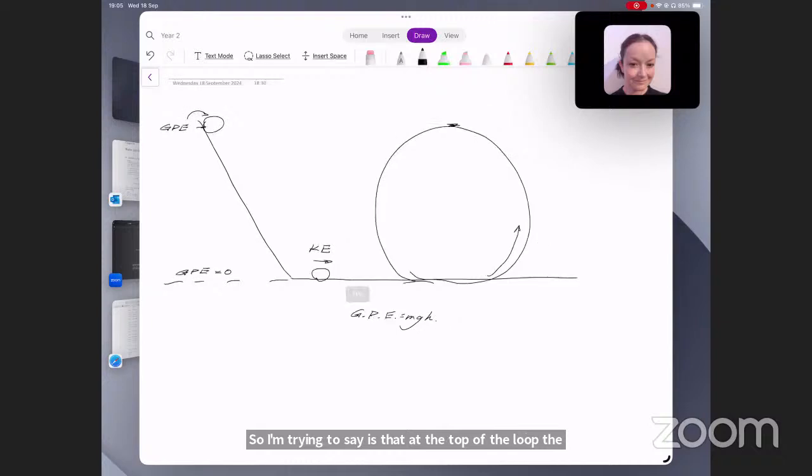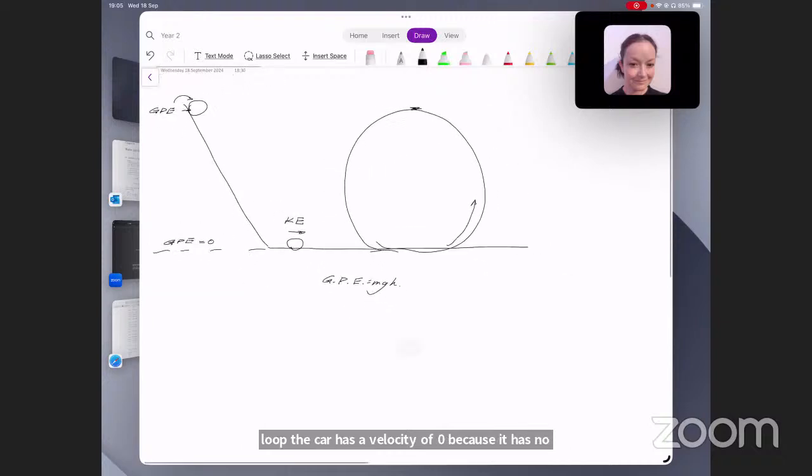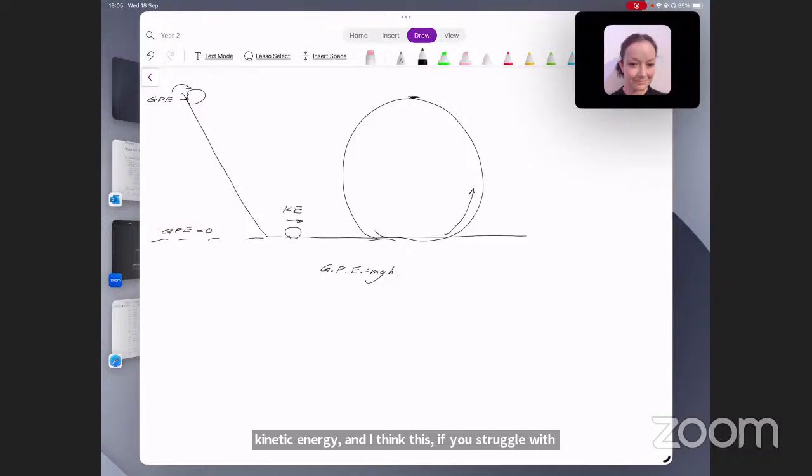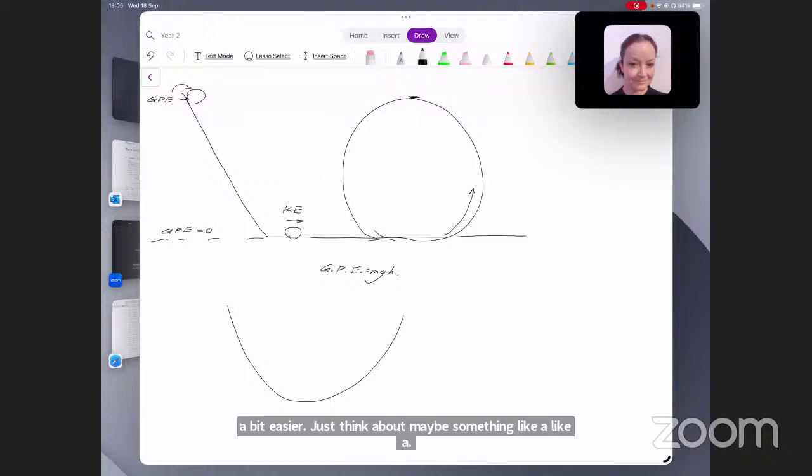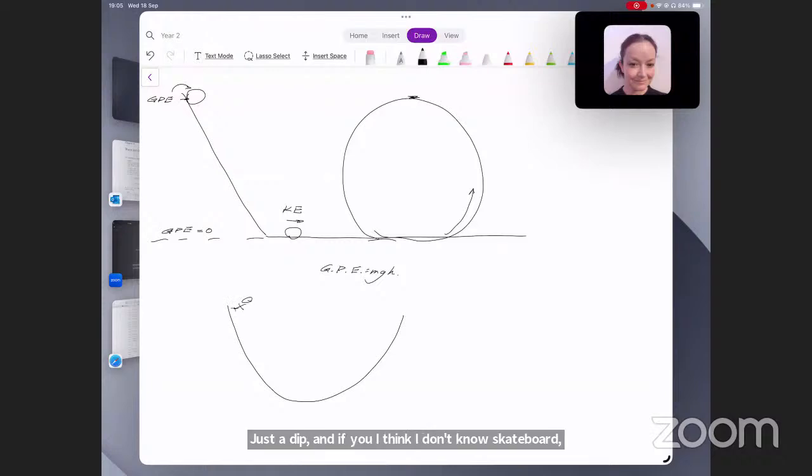If you struggle with this idea, it's a bit easier if you think about maybe just a dip. Think about a skateboard park, and if a person were to skateboard from this side, he or she will end up on the other side. That's basically energy conservation, all the gravitational potential energy going to kinetic and then going back to gravitational potential energy.